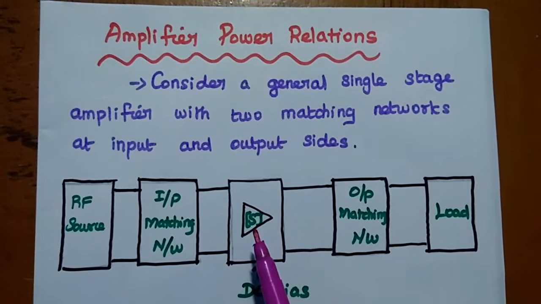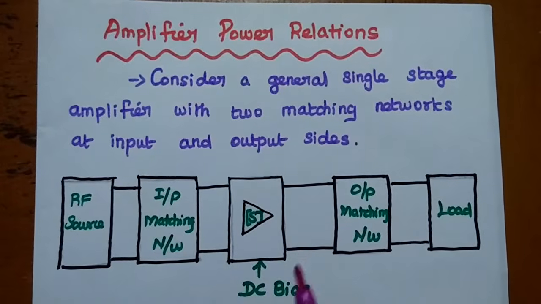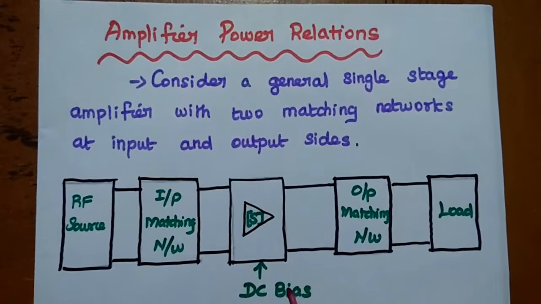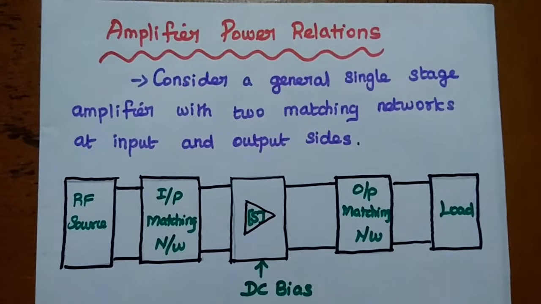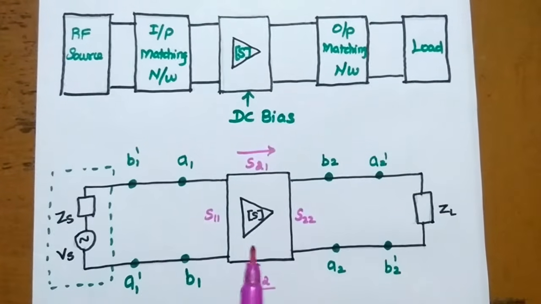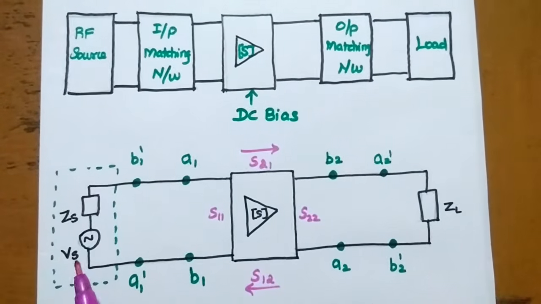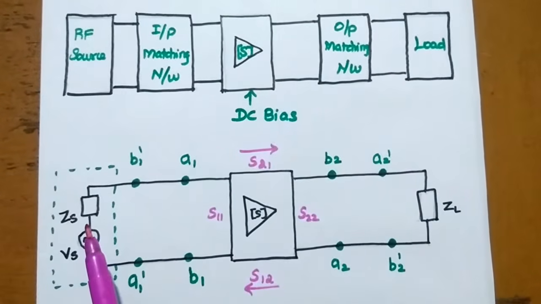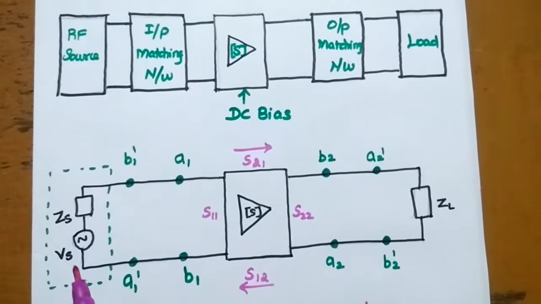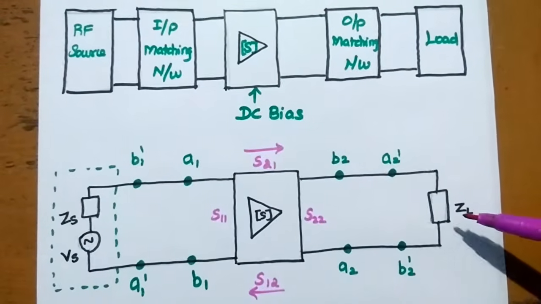The amplifier is characterized by its S parameters. Matching networks are mainly used to avoid unwanted reflections at both input and output sides. So this is the simplified RF amplifier circuit. The source is replaced by a voltage source in series with the source impedance. So this portion represents the RF source, and the load is replaced by the load impedance.